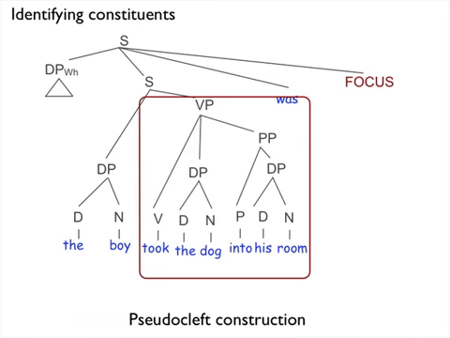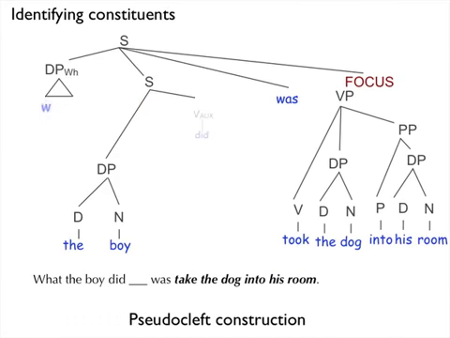Whether where is, it's probably not a DP, but probably a PP, where is actually a P within an intransitive PP is probably what it actually is. But that's another matter. We're just focusing on this thing. So took the dog into his room. Here we have the verb phrase.